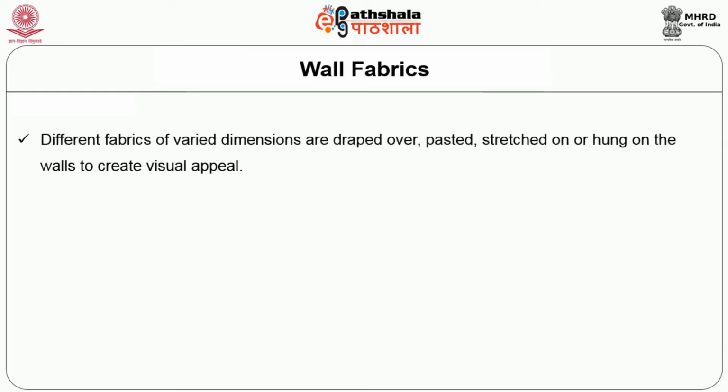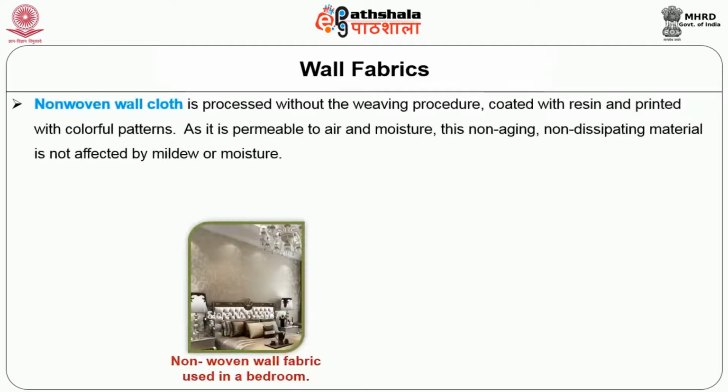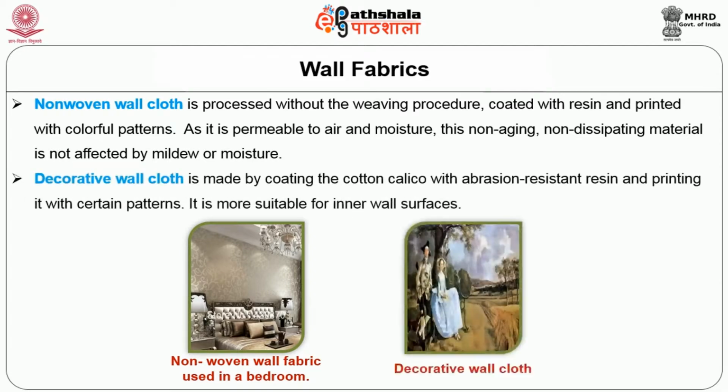Wall fabrics. Different fabrics of varied diamonds are draped over, pasted, stretched on or hung on the walls to create visual appeal. Non-woven wall cloth is processed without the weaving procedure, coated with resin and printed with colorful patterns. As it is permeable to air and moisture, this non-aging, non-dissipating material is not affected by mildew or moisture. Decorative wall cloth is made by coating the cotton calico with abrasion resistant resin and printing it with certain patterns. It is more suitable for inner wall surfaces.